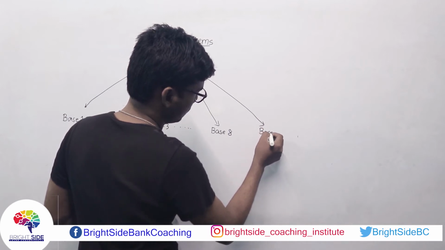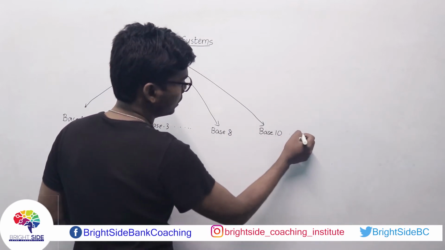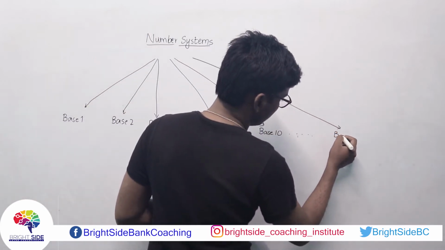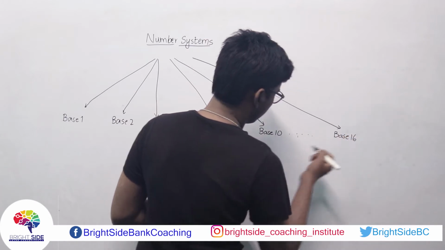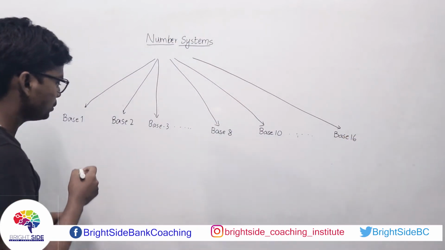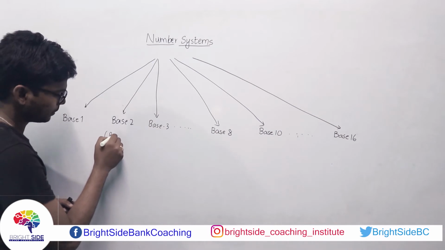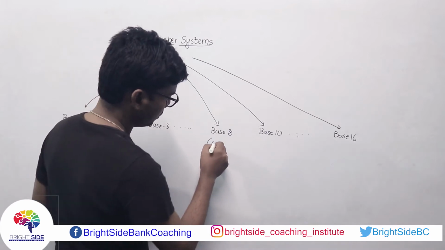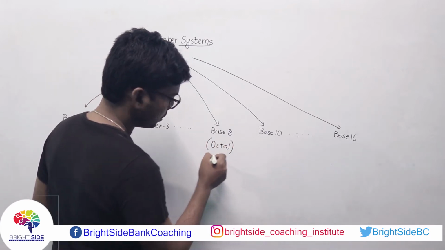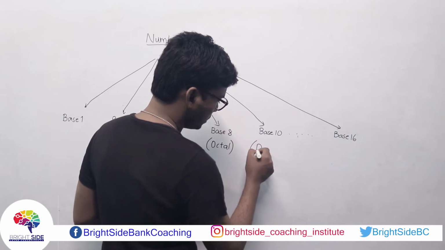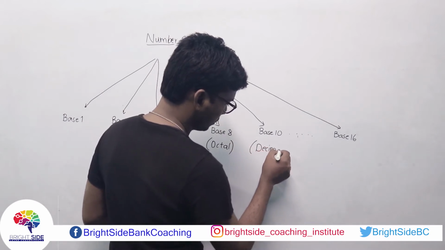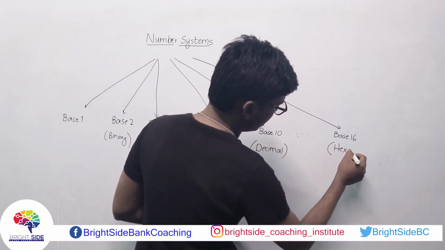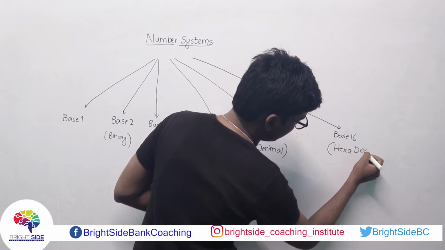base 10, and likewise base 16. Okay, and remember base 2 is called binary number system, and base 8 is called octal number system. Base 10 is decimal number system, you know already. Okay, and base 16 is hexadecimal.